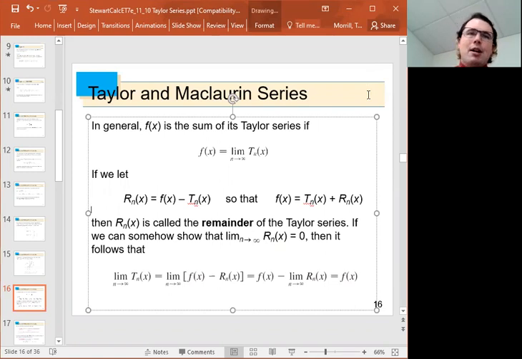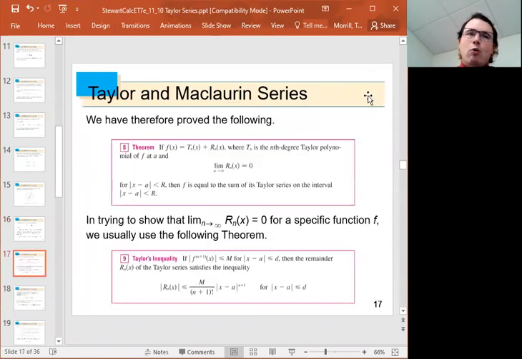In order to work with that, I'm going to need a formula for what that remainder actually is. And I'd like it to be a formula where I don't actually care about whether or not the function has a power series, right? I'm trying to figure out if the function has a power series or not, so I'm not allowed to assume that it does until I'm finished with my calculation. I need to establish that functions do or do not have power series representation.